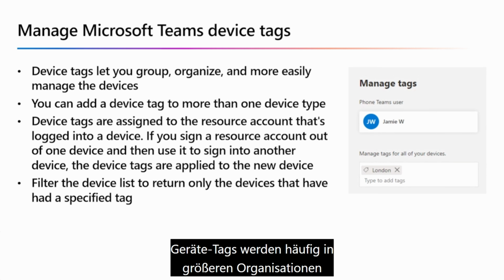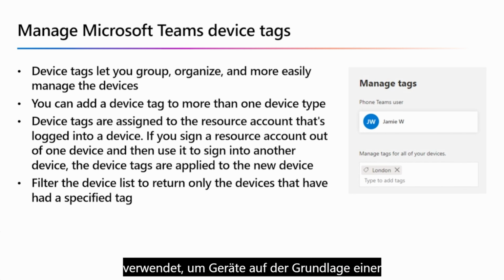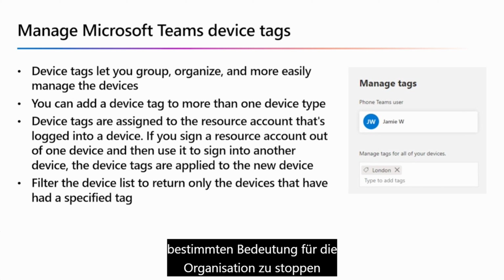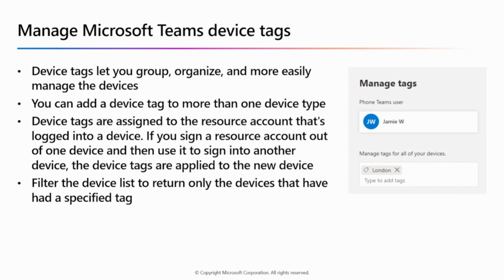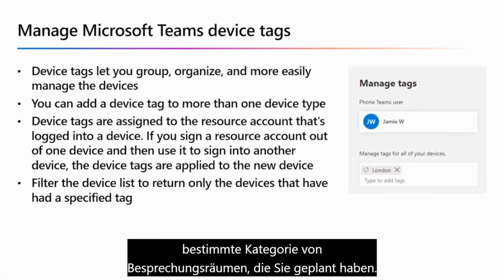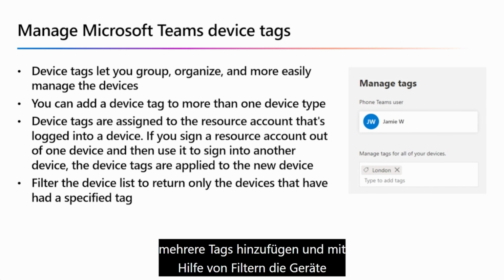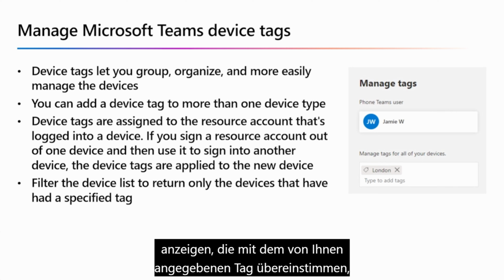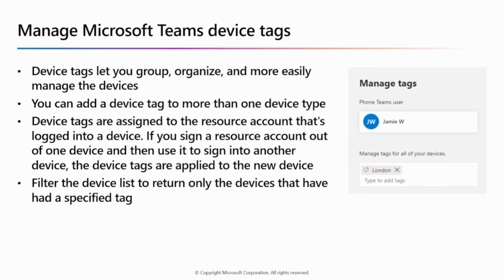Device tags are often used in large organizations to be able to sort and filter devices based on something meaningful to the organization, such as a tag for executive devices, contact center devices, or a particular category of meeting room you have planned. With the Microsoft Teams Admin Center, you can add one or more tags to devices and use filters to view devices that match the tag you specify, and then perform actions on the devices that have that tag.